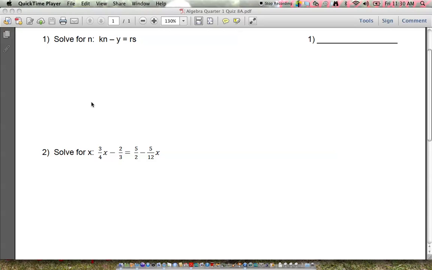Okay, so now the first question, solve for n.